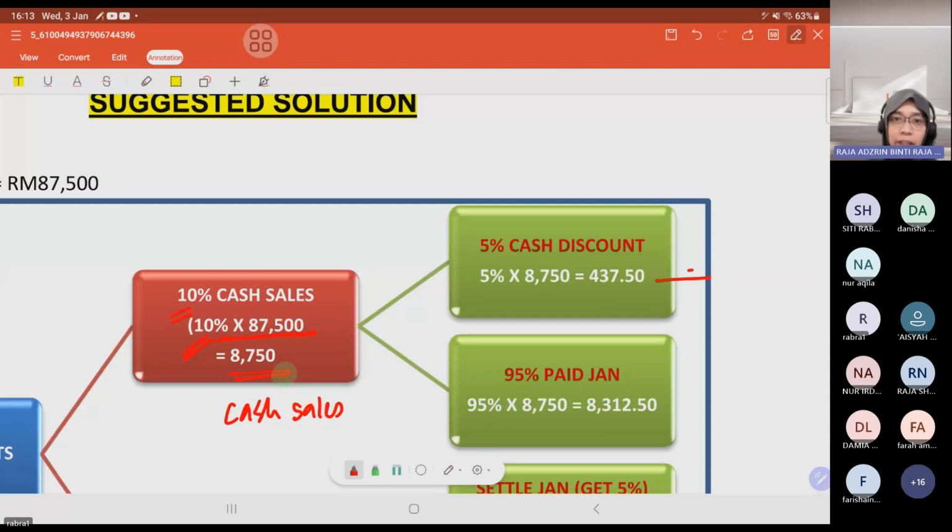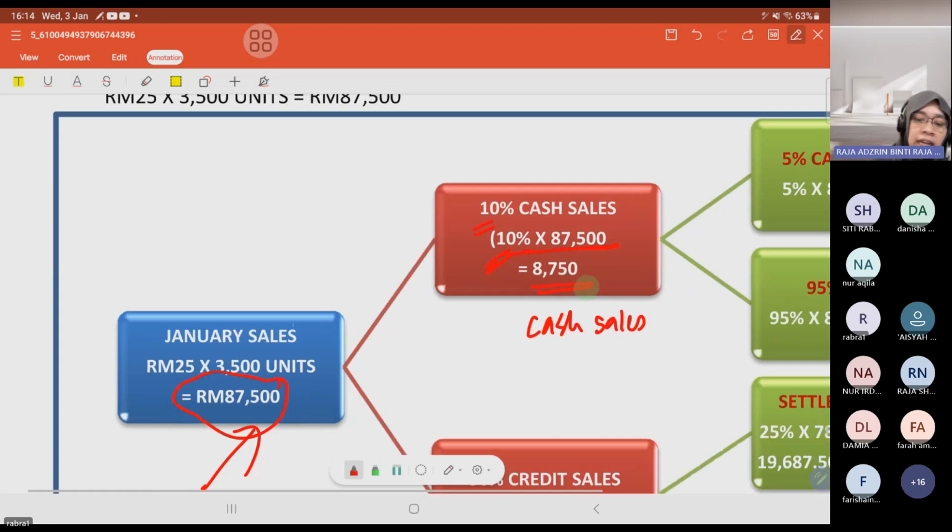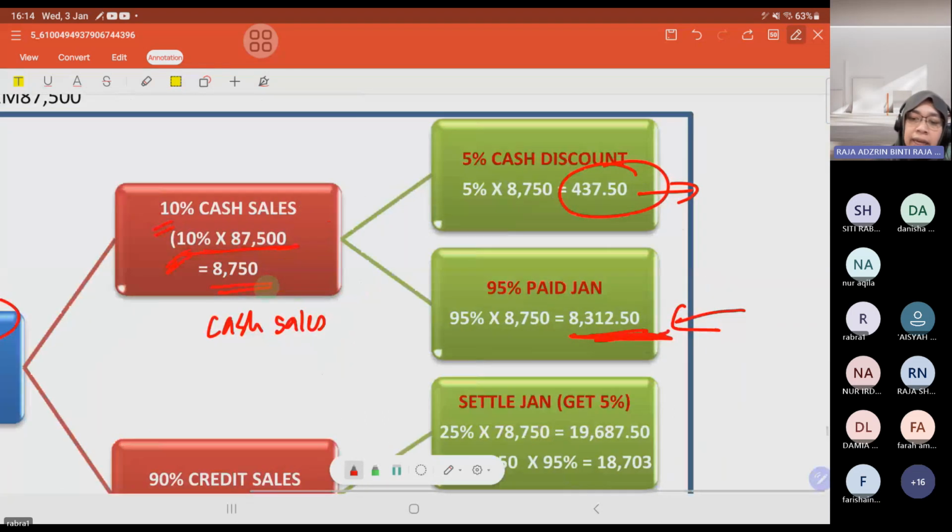Bila give discount, you don't get that money kan. So bila you dah bagi discount to your customer, so instead of your customer paying you 8750, so you will only get 8312.5. Why? Because this one you already give discount to your customers or to your buyers. So this one, 95%. You will get 8312. When will you get that? So if that is a January sales, you will get that being paid in January as well.